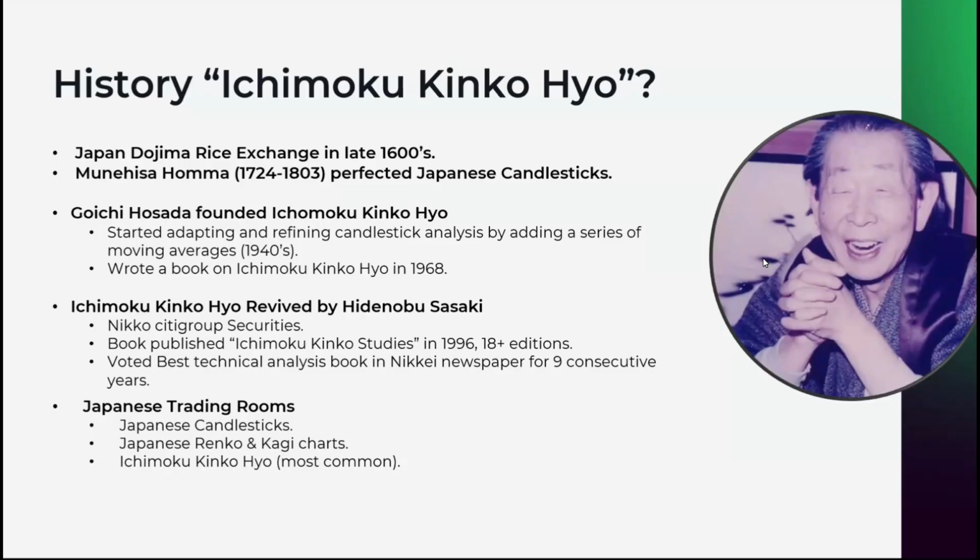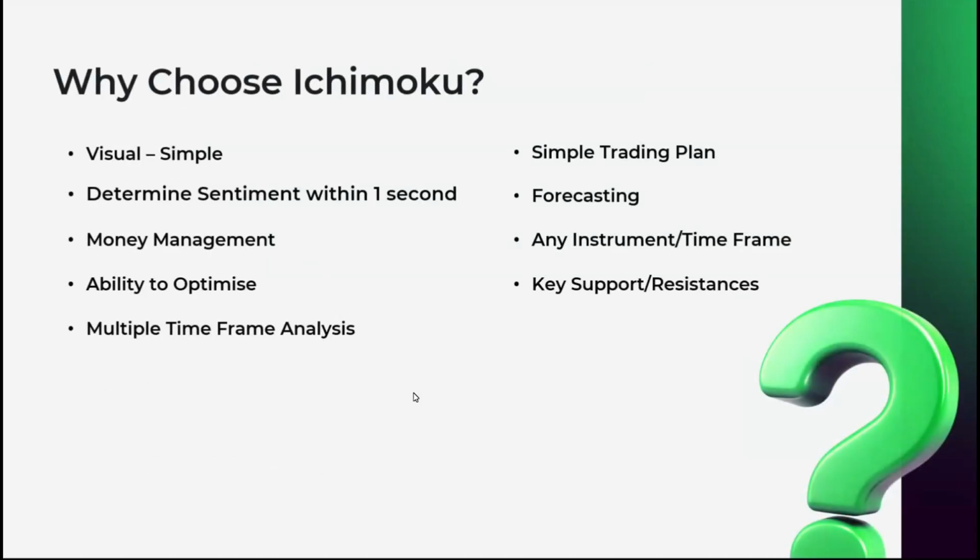After Hosoda, we had another gentleman who worked for Nikkei Citigroup Securities. He took Ichimoku to another level and started publicizing it and making people more aware of it. Today, most people use Japanese trading systems and Japanese candlesticks. They use Ichimoku. There are also Renko and Kagi charts too. A lot of trading philosophies, believe it or not, originate in Japan because of how powerful the systems were. So that is the history of Ichimoku.